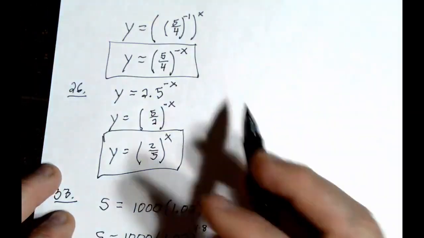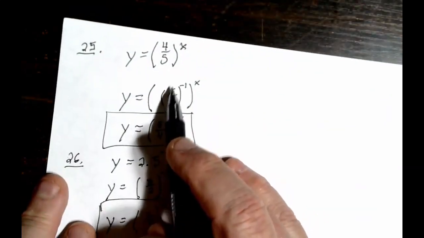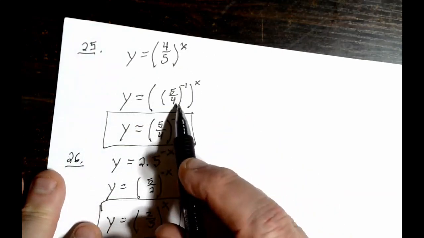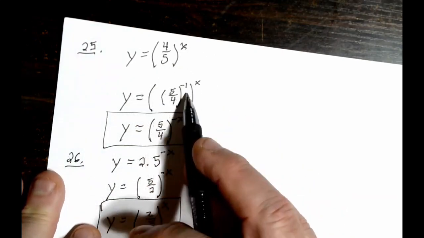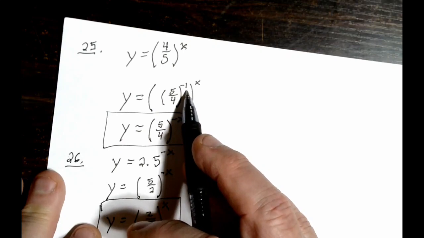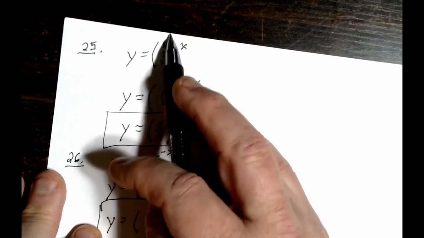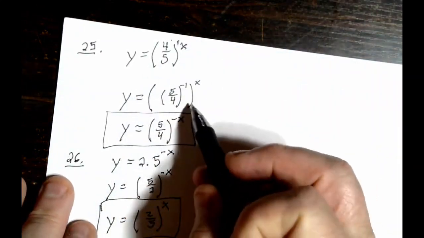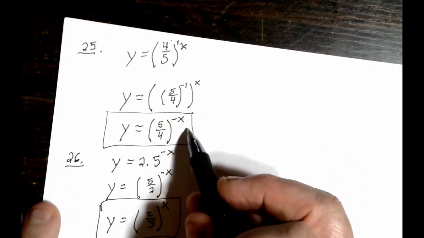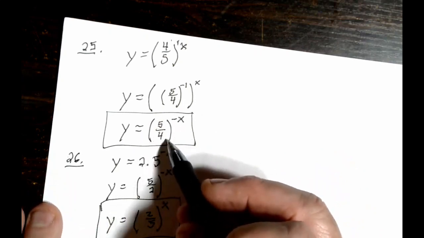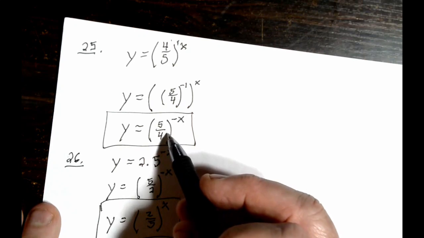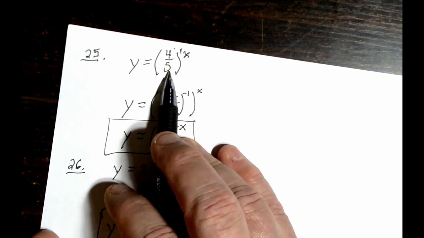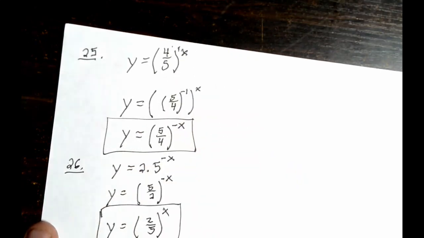And then this one, they want you to rewrite this in terms of something greater than 1. So you write 4/5, and instead you flip it and change it to a negative 1. Right? 5/4 to the negative 1 is the same thing as 4/5 to the positive 1. Okay? And so then you can bring the negative 1 with the x to write it as negative x. Now you've got a number greater than 1, and it means the same thing as 4/5, which is less than 1, raised to a positive x.